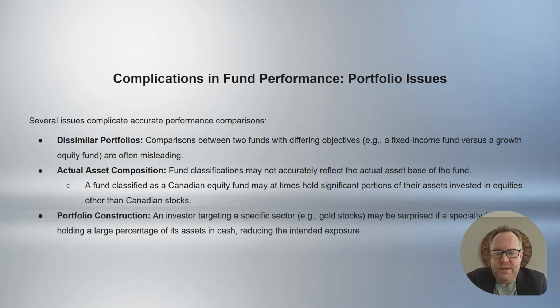Portfolio construction is the third issue. An investor targeting a specific sector, for example gold stocks, may be surprised if a specialty fund holds a large percentage of its assets in cash, reducing the intended exposure. Like I just discussed, different portfolio construction and different portfolio managers' theories of how to make up a portfolio might mean there's a very different look between 2 funds that on the surface look very similar.